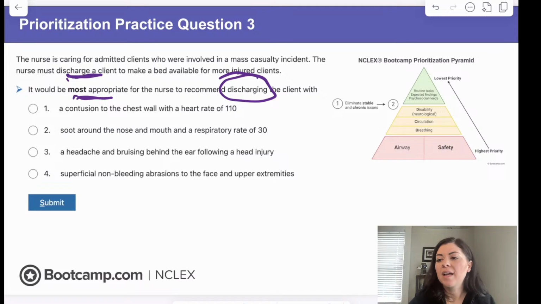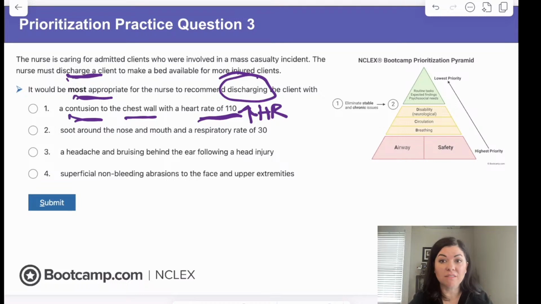So option 1, a contusion to the chest wall, so bruising to the chest wall with a heart rate of 110. So we know that that heart rate is just a little fast, they're a little tachycardic. So if you have a client coming in with a chest wall injury that is tachycardic, tell me, what are you guys worried about? What conditions are you worried about? What do we think? So I'm worried about cardiac tamponade, okay? And also I could worry about pneumothorax.